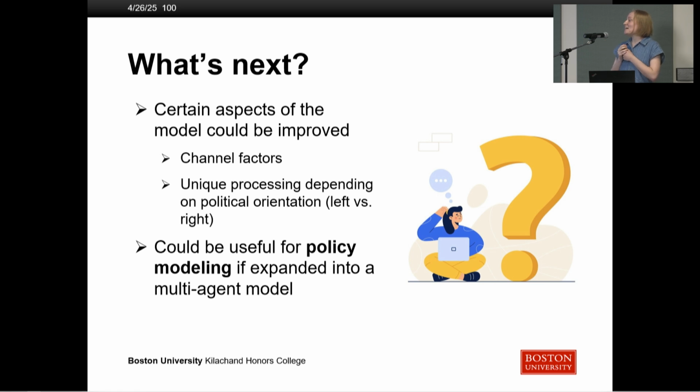So these results are very exciting, but there are still certain aspects of the model that could be improved. For example, right now, the channel factors, like the medium through which the message is delivered, just scale how influential the message is, but I would like to introduce unique logic for each channel type. Additionally, there is research that shows that people on the political left and the political right process messages differently. So I would like to introduce unique logic for people on the left and right. And additionally, I would like to expand this model into a multi-agent model so that it could be useful for policy modeling. And yeah, that's what I have.